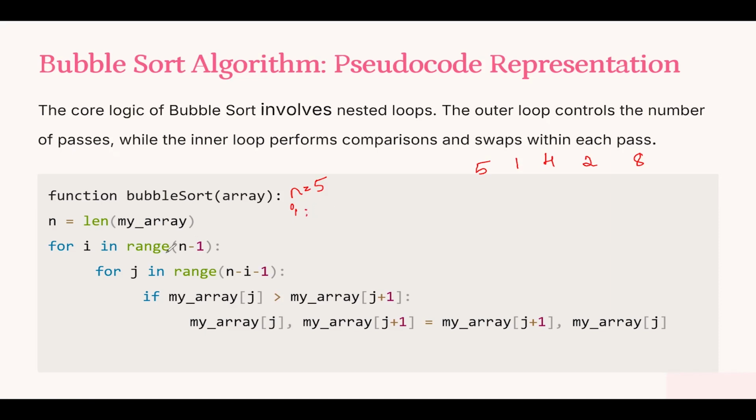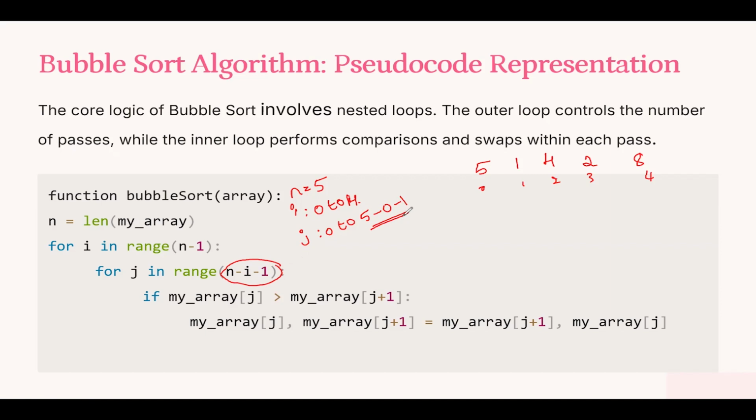So i in range n minus 1 is nothing but a for loop starting from 0. If I'm numbering it as 0, 1, 2, 3, from 0 to n minus 1, which is nothing but 4. This is my outer loop, and I'm going to take another loop where j is going to start once again from 0 to, now remember, n minus i minus 1. So n is 5, minus i, as of now 0, minus 1. So this value is going to change every time.